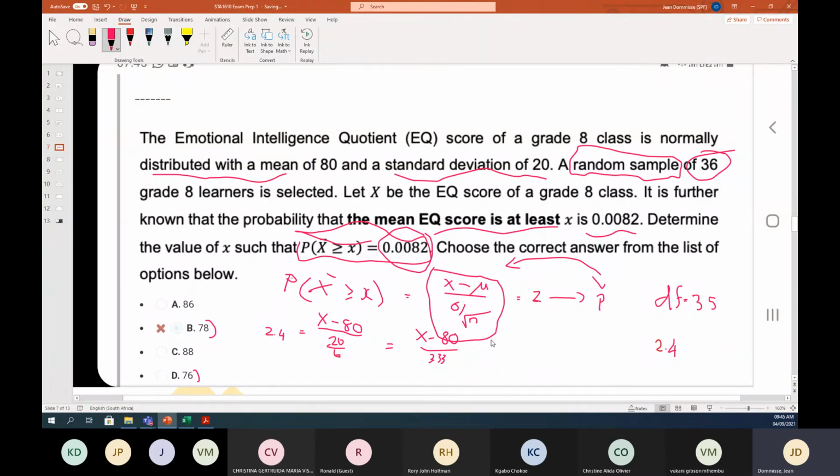So from that point, 2.4 times 3.33333 is equal to x minus 80. That will be 2.4 times the 3.333, which is 8, plus the 80 that comes over. So x will be 88.